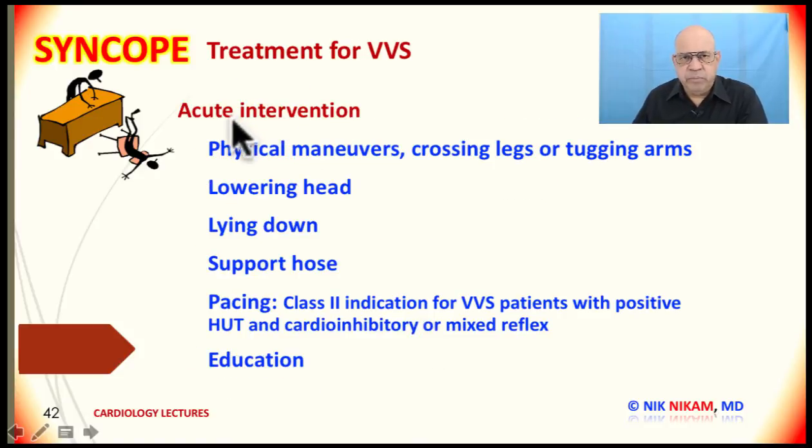Let's look at some of the things that the patients can do when they are having a suspected vasovagal syncope. This can include crossing the legs or tugging the arms, lowering the head, or best lying down. And if we can elevate their legs all the way up, that will improve the venous return to the heart and minimize the symptoms of syncope.